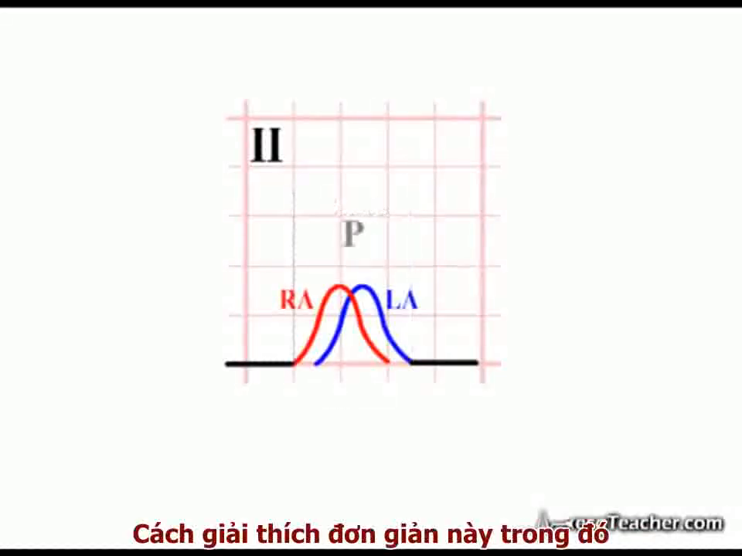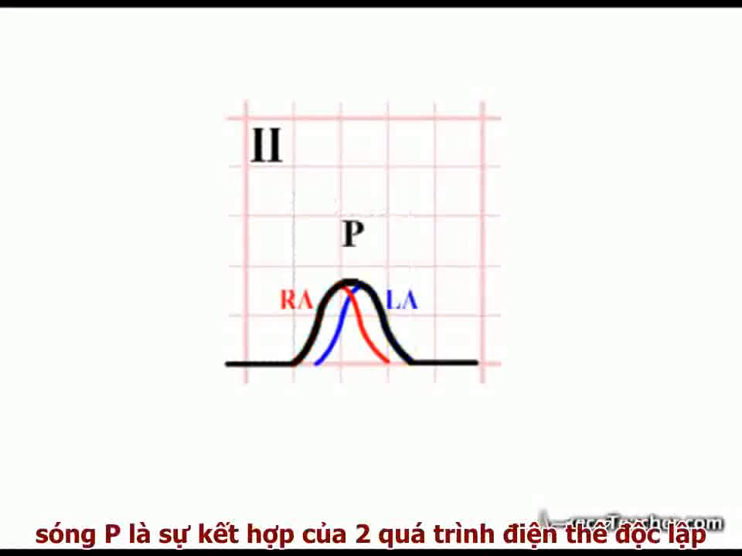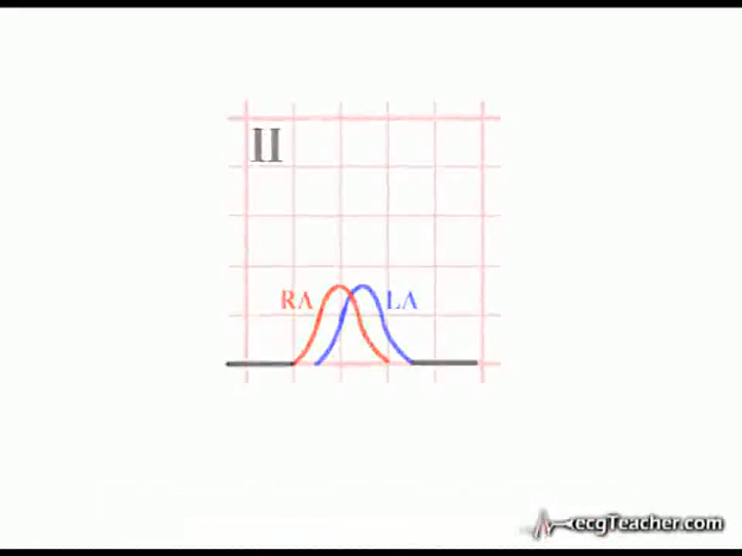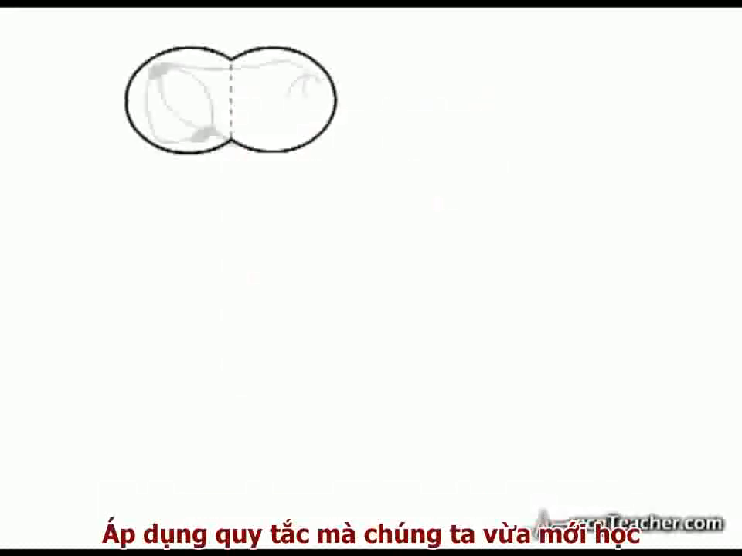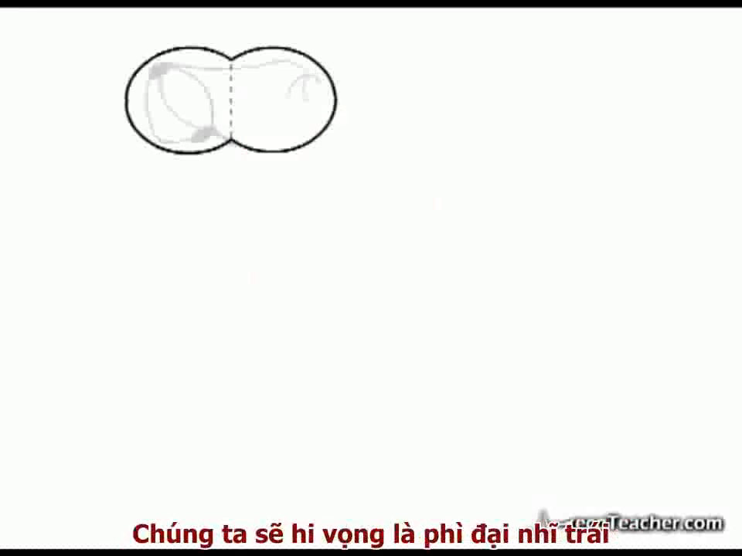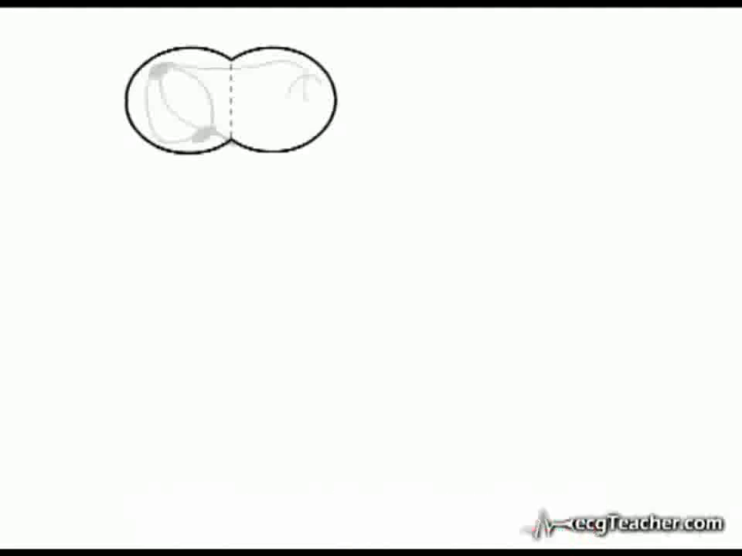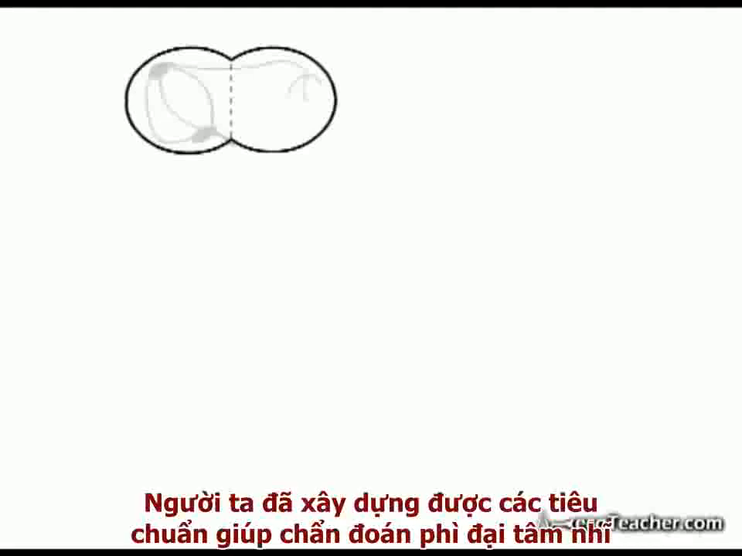This simple concept of the normal P wave as a composite of two temporally separated depolarization events becomes important when we go on to consider the changes in P wave morphology associated with chamber enlargement. Applying the rules we've used through this course, we would expect enlargement of the atrial chambers to produce predictable changes in the morphology of the P wave. This is indeed the case, and criteria have been established for the ECG diagnosis of atrial enlargement.